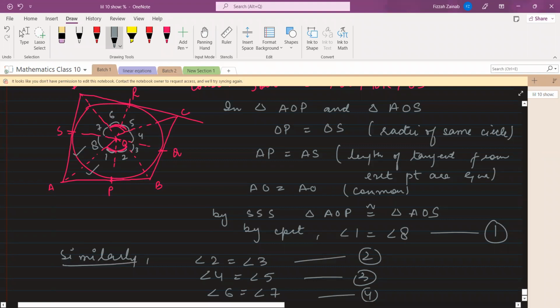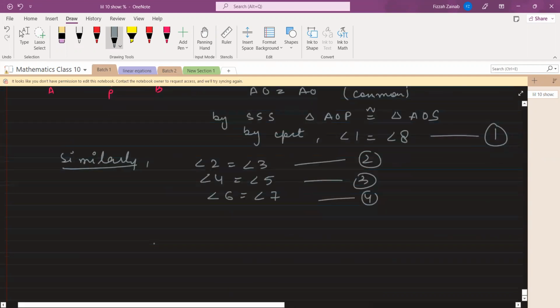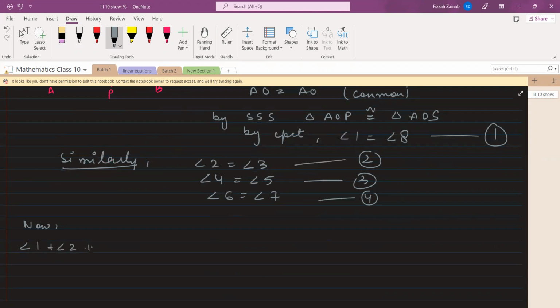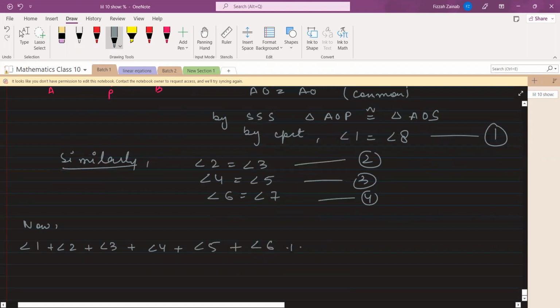All right. Now, one thing I know is that if I add all the angles, 1, 2, 3, 4, 5, 6, 7, 8, I should get 360. Okay, so now if I add angle 1 plus angle 2 plus angle 3 plus angle 4 plus angle 5 plus angle 6 plus angle 7 plus angle 8, it is equal to 360 degrees. Why? This is the angle sum property of a quadrilateral. Is that clear? Yes, ma'am. Okay.